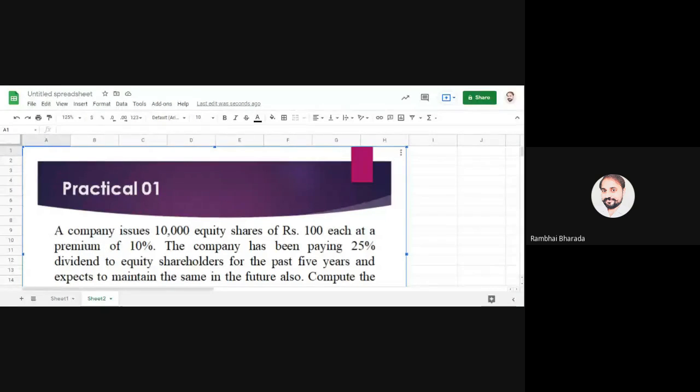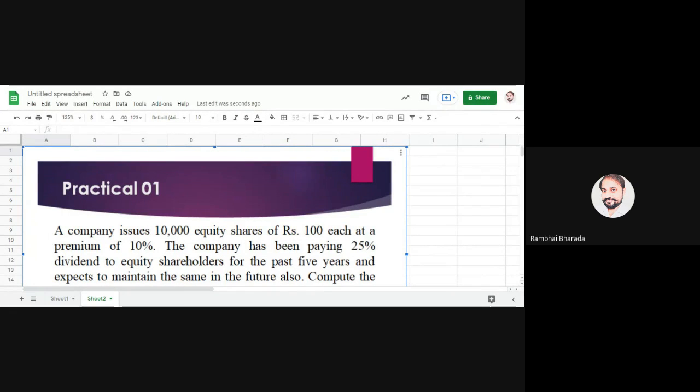A company issues 10,000 equity shares of rupees 100 each at a premium of 10%. The face value is 100, the premium is 10%. The company has been paying 25% dividend to equity shareholders for the past 5 years. See, how many percent dividend? 25%. And please note down somewhere that whether it is dividend, premium or discount, these three things are always calculated on the basis of face value.